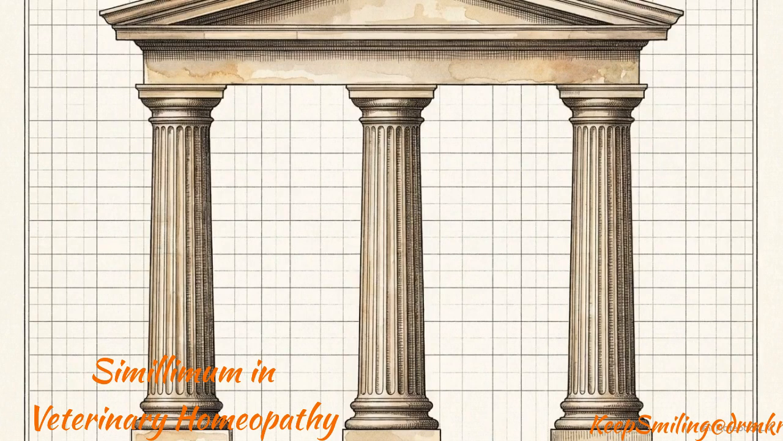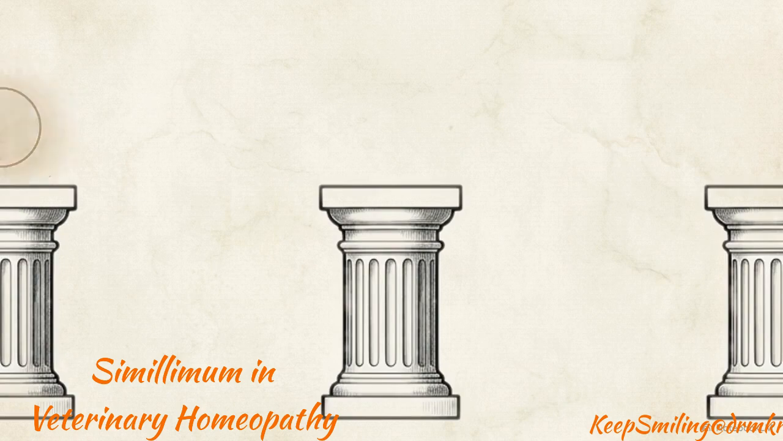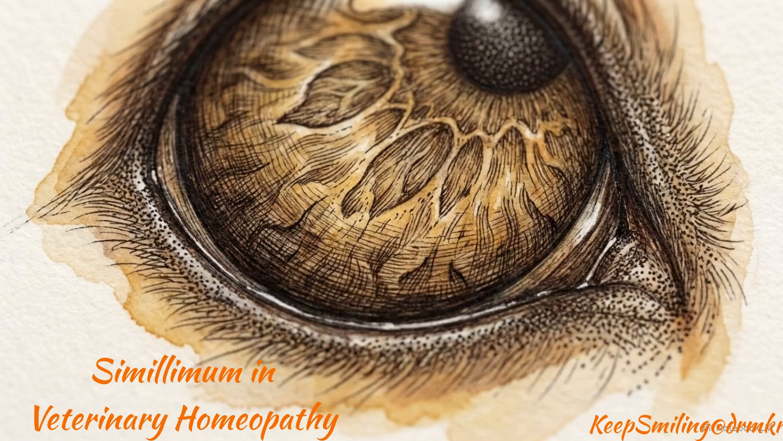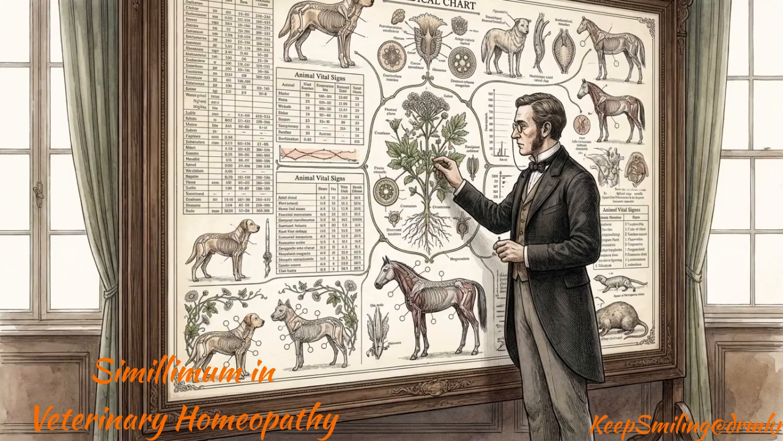Locating the Simillimum requires a deconstruction of the three analytical pillars supporting this methodology. These pillars consist of the symptom matrix, the logic of modalities, and potency scaling. Effective diagnosis begins at the most granular level of the patient's presentation. In this framework, the practitioner functions as a precise analytical filter, processing multi-system variables to determine the correct biological match.